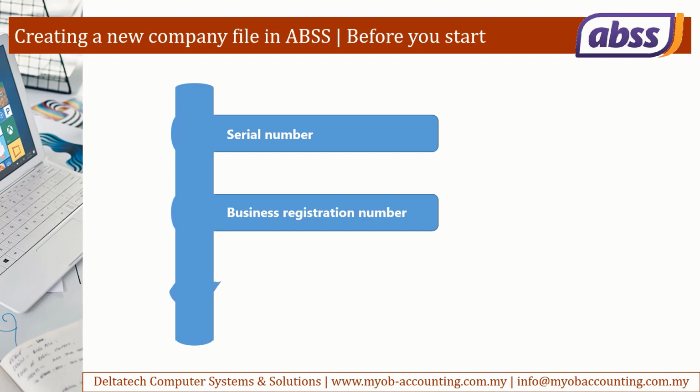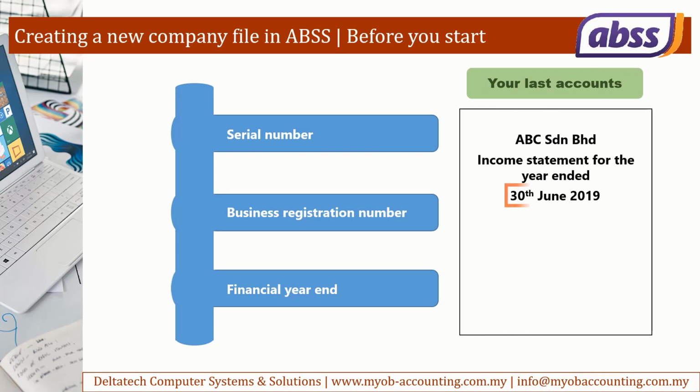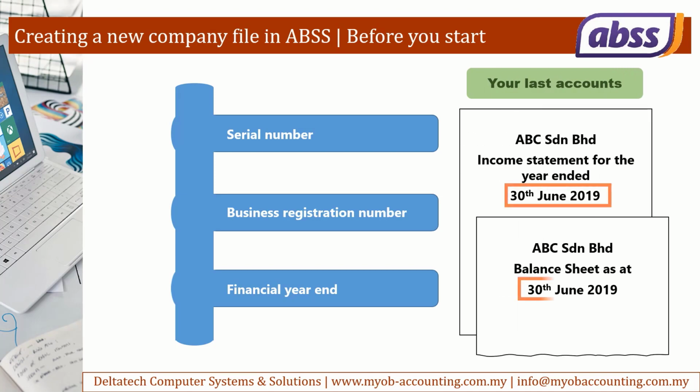The last month and year of your current financial year, or the year you are going to start keying in information into ABSS. For example, if you closed your accounts on the 30th of June 2019, and the current year is 2020, then the last month of your financial year would be June, and the current year would be 2020. If you are not sure, please check with your auditors or tax agents.